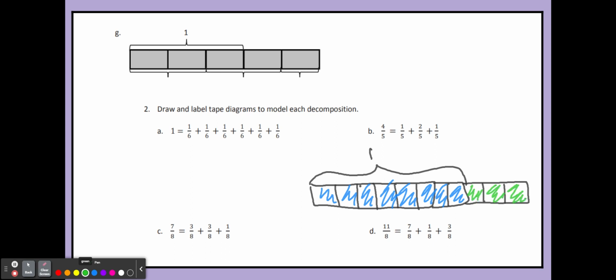So that's the part of the whole. So there's one whole, and then there's this. So here we have 7/8, so our bracket would be 7 of these, and then there's plus 1/8 plus 3/8. Okay, so that's how we show that on the tape diagram.